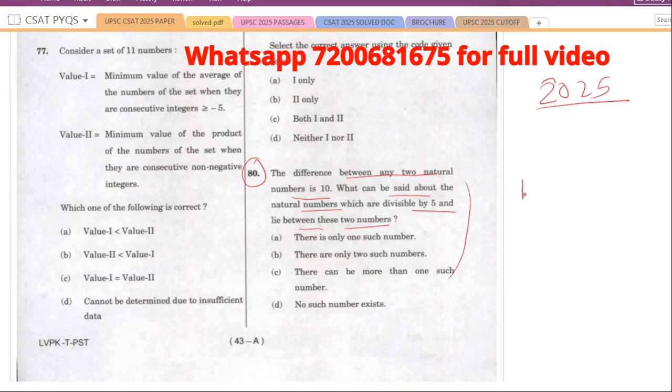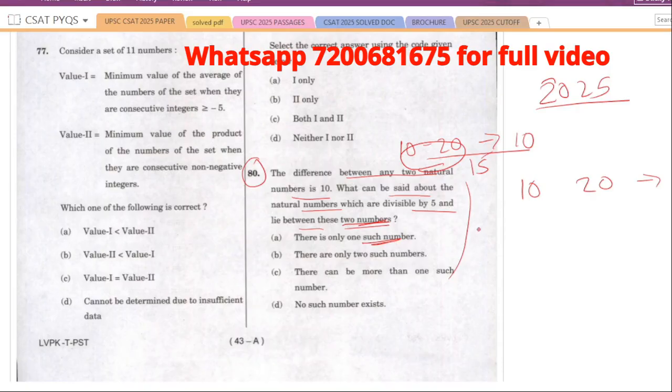Suppose it's 10 and 20. The difference between 10 and 20 will obviously be 10. I'll write it here so that you can see it. 10 to 20, difference is 10. So the natural numbers which are divisible by 5 and lying in between these two numbers: between these numbers, 15 is there. So what can be said about it? There is one such number between 10 and 20.